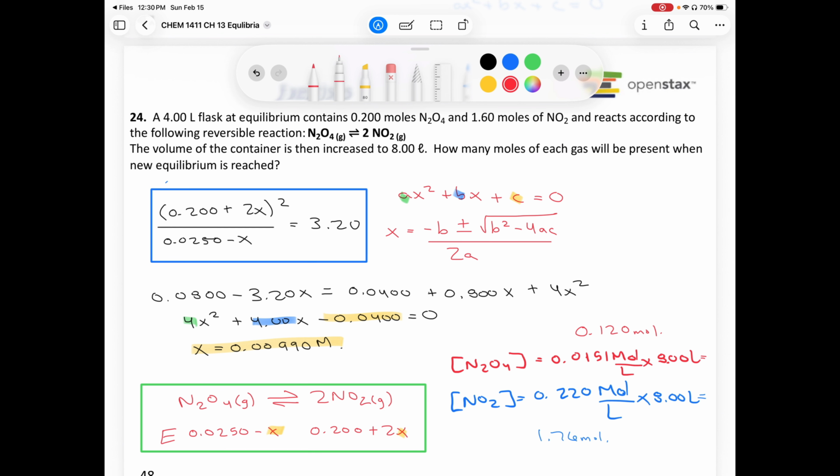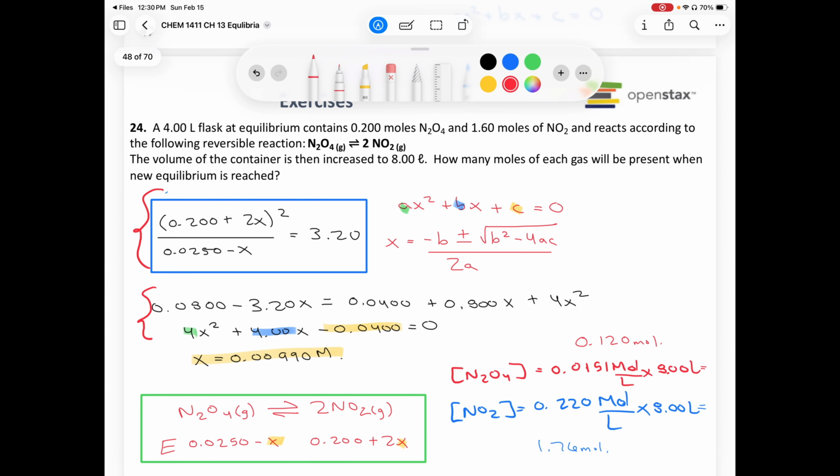And so again, you should be able to do the algebra to get from here to here. You should be able to do that algebra in Chemistry 1411. So if you need to go back and review some of your algebra, that might be a good idea. But again, you should be able to put all of this into the form of ax squared plus bx plus c is equal to 0. And then, of course, you need to be able to solve the quadratic.